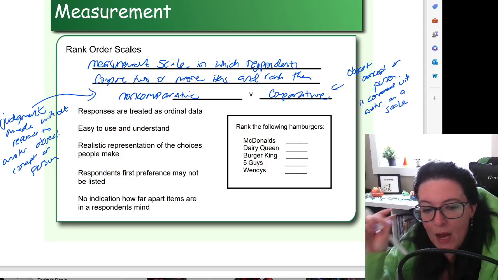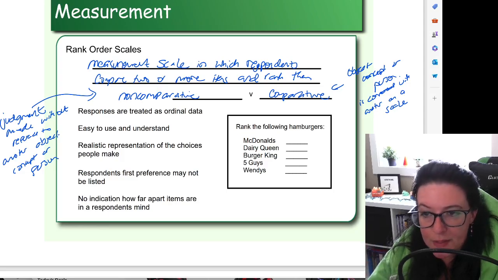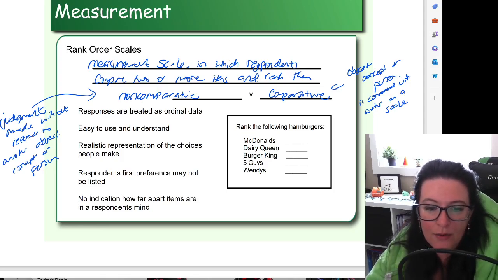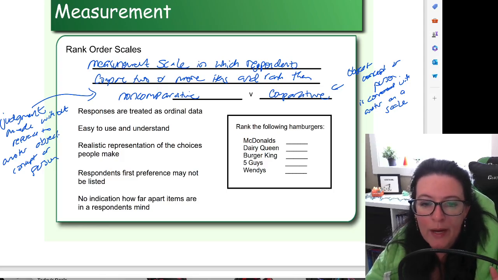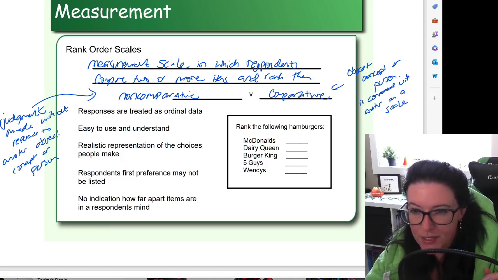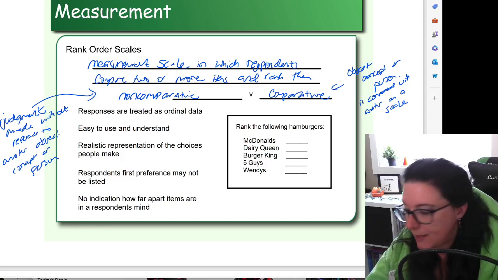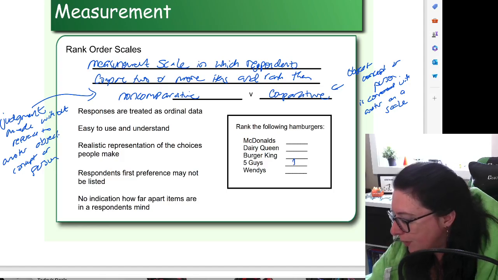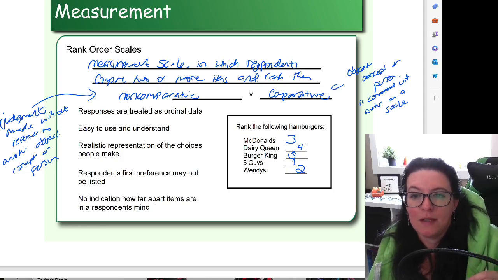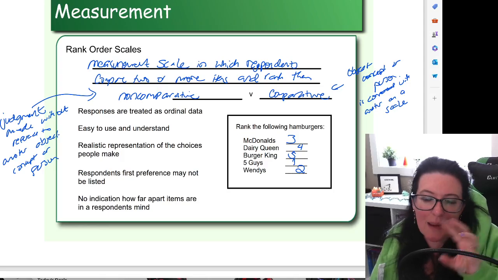An example of a comparative scale would be a question like this: rank the following hamburgers. Here we are providing the ranking, and you can see that on the same scale, we are going to give a rank to multiple items. We have McDonald's, Dairy Queen, Burger King, Five Guys, Wendy's. So we'd say, which one do you like the best? Which one do you like second? Which one do you like third? It is a comparative scale because we are comparing these 5 items, and we're giving them each a ranking in that same scale system.